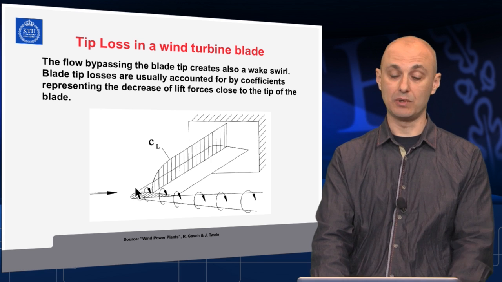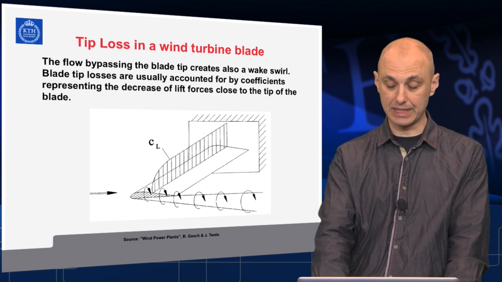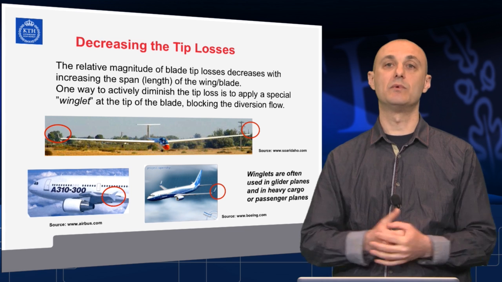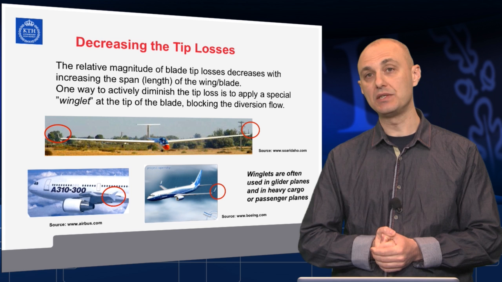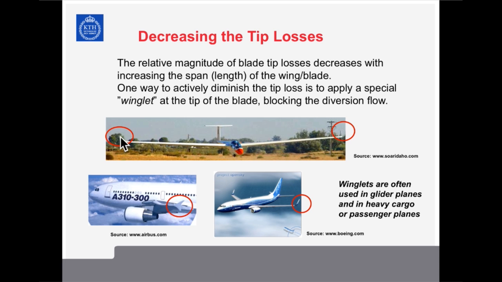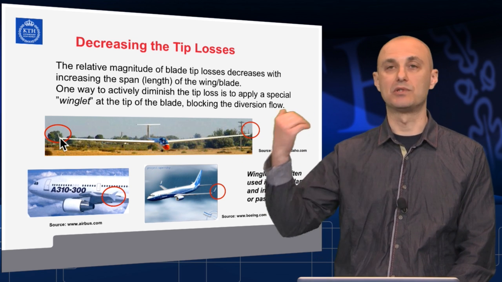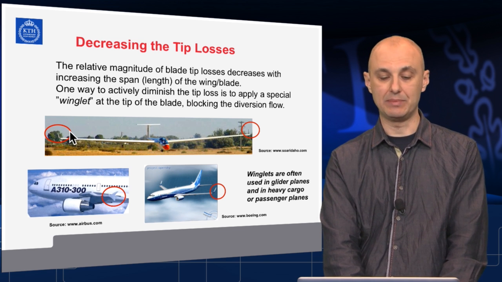Please read the text. That's how we have so much text on the slides. It is self-explanatory and can be used for home studies. These are some good examples of decisions on how to decrease the tip loss. And the common decision is to use a winglet. The winglet is simply a specially designed tip, usually a curved tip, which stops or attempts to stop the flow from bypassing the tip of the blade from below towards the upper side.